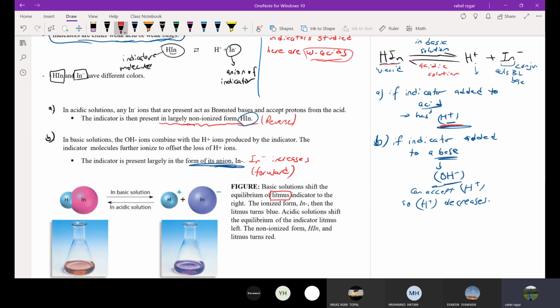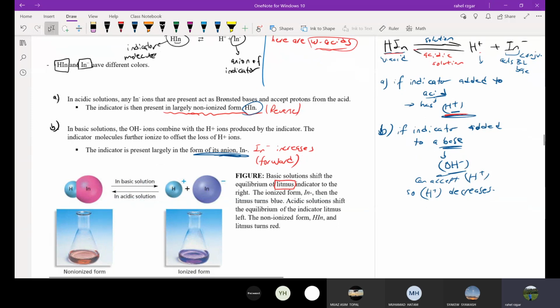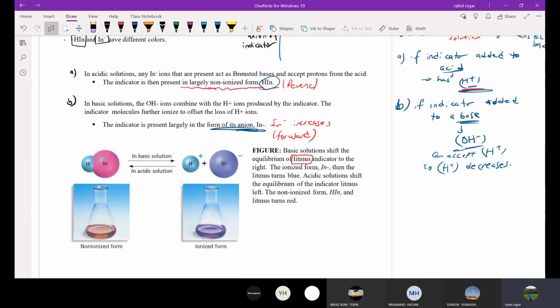Most of you have heard of litmus paper. Litmus paper comes from litmus. They put the litmus liquid and the paper absorbs the liquid, soaked inside the liquid, and we call it litmus paper. But it actually comes from litmus. The litmus is liquid. It's an indicator. You have heard of litmus paper, red and blue. You know that if you put litmus paper in a base, it becomes blue. If you put it into acid, it becomes red.